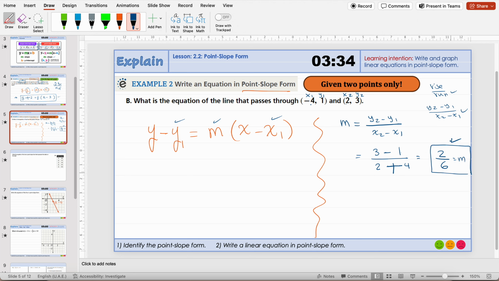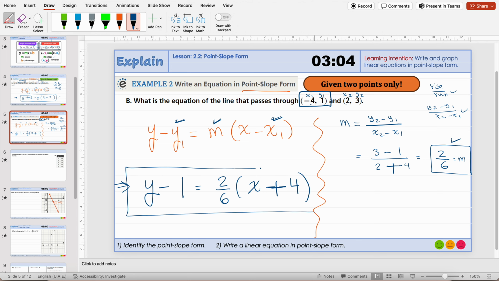Since I have m, I'm done. Do I have x1 and y1? I do. So just go ahead and start replacing. So my equation will look like y minus, what is y1? 1, equals m is 2 over 6, x minus, what is x1? Negative 4. Negative with negative is positive. That's it. This is my equation.